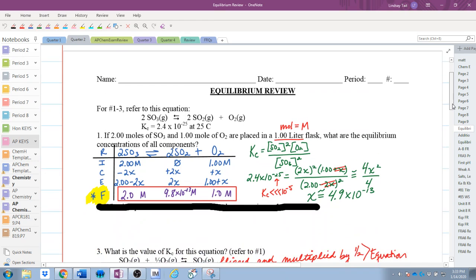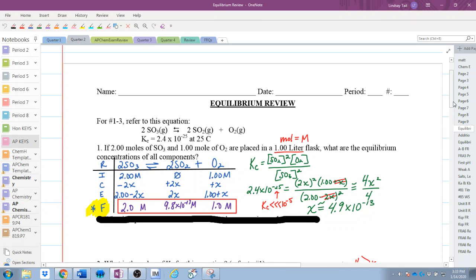So here we have question number 1. Please notice the assumption that was made and what portion of the calculation was crossed out. I also find a lot of students didn't write out this expression, and so they forgot to include the squared terms in their numerator and denominator. But the final answers are down here. I just added an F for final. That's the answers after evaluating X.